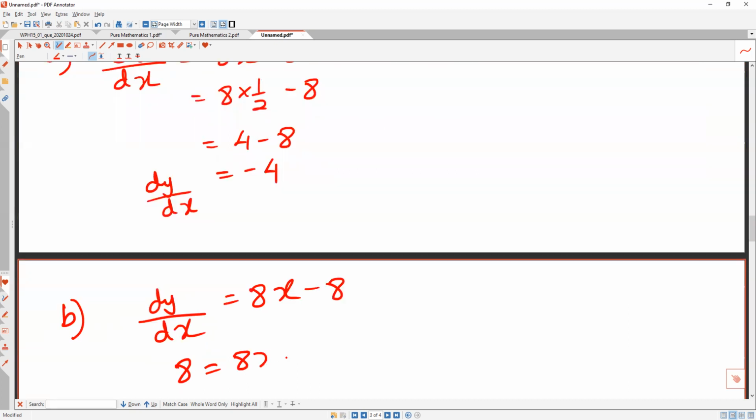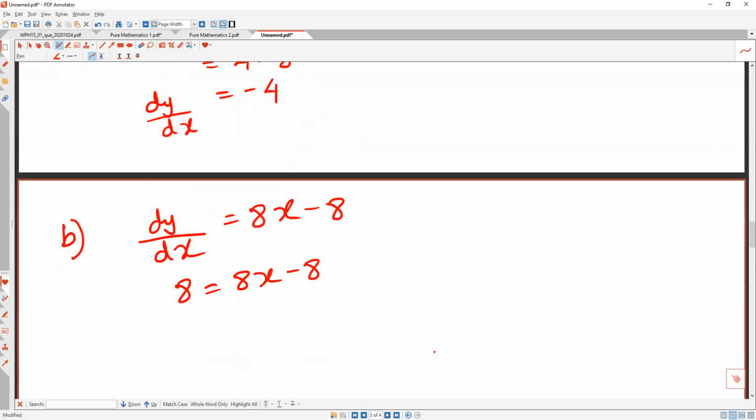So 8 is equal to 8x minus 8. 8 আর 8 কি হবে 16. 16 divided by 8 is equal to x. So x is equal to কত, 2. Okay, so you got your x coordinate. You did not get your y coordinate. What you got is just your x coordinate.